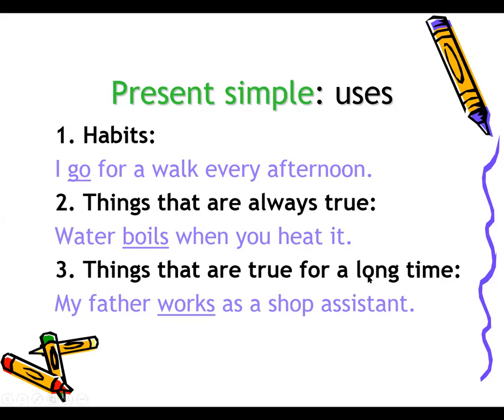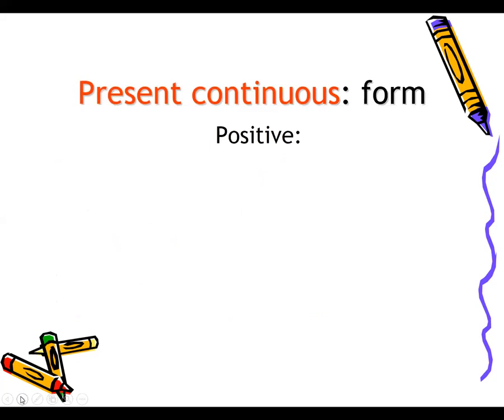Now, things that are true for a long period of time, or that always remain true. My father works as a shop assistant. It means that it is for a long period of time, and then he might change, but for a long period of time he has been working as a shop assistant. That's why we have to use simple present tense here.